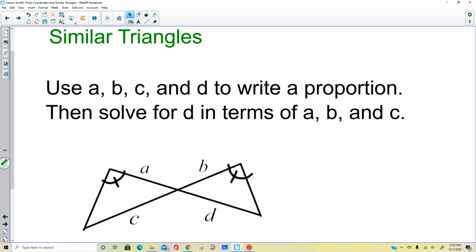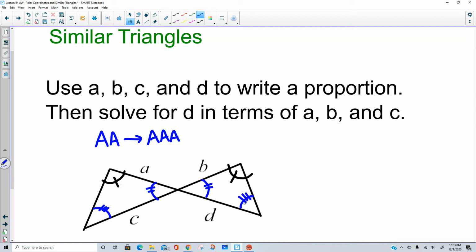You guys are so smart. Plus, you know that if you have one set of angles marked congruent, you know that this pair of angles is also congruent because vertical angles are always congruent. And you know that if two angles are congruent, then what? Then the third angle pair is congruent as well. So we know that that last pair there, the bottom left, bottom right, those are congruent. When we have three congruent angles, we have a similarity.